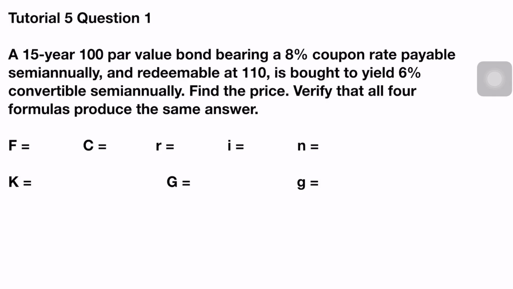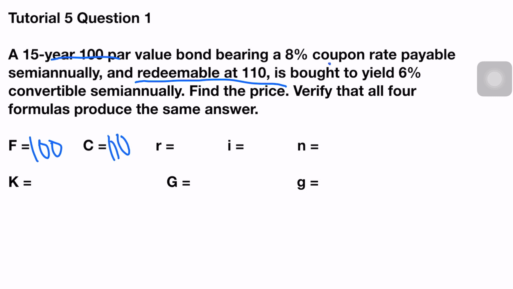Question 1. When we see a question like this, we always write out all the notation first, so it is easier for the calculation. The first one is F. F is the par value, so we write 100 here. C is the redemption value, so we write 110. R is the interest rate to calculate the coupon payment.